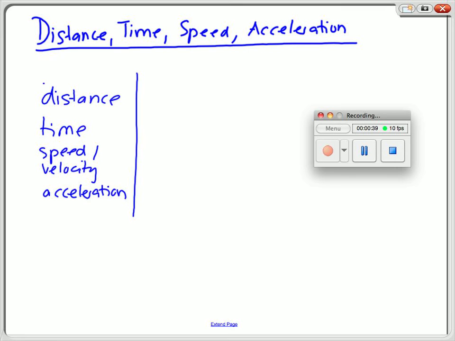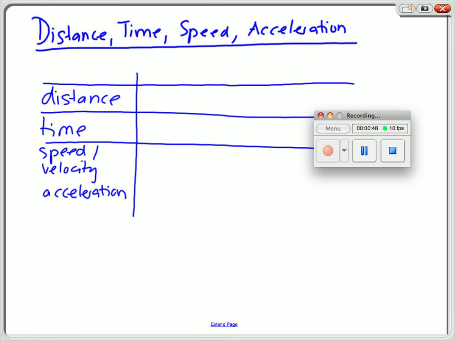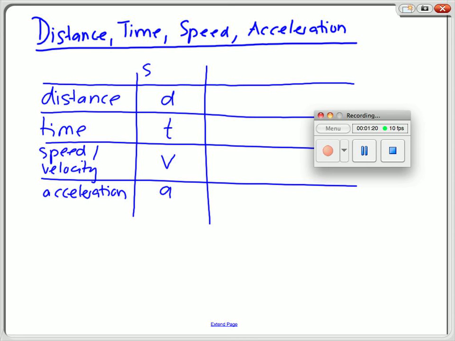Now I want to look at the different symbols or abbreviations that I use for each of these categories. For distance, I usually use small d. It's important that you use a small letter. Small t stands for time. The capital T would stand for temperature, so you want to use the small t here. Speed or velocity is abbreviated by a small v. Again, capital V would stand for the volume. And acceleration, a small a. So all of these letters are small letters. So these are my symbols.